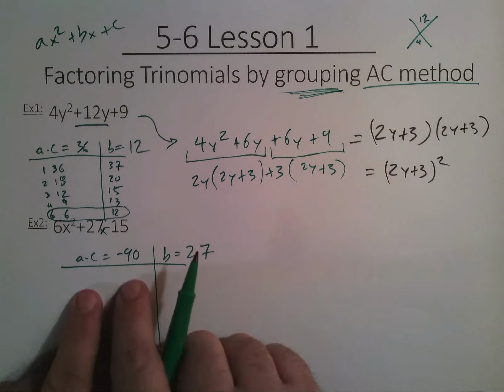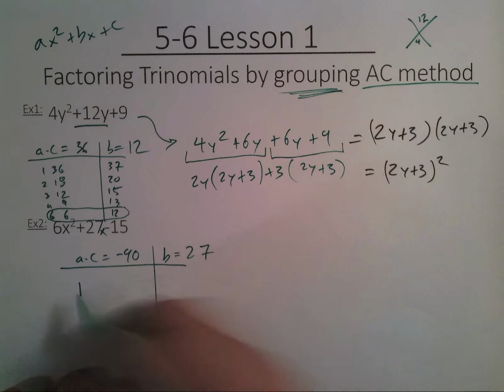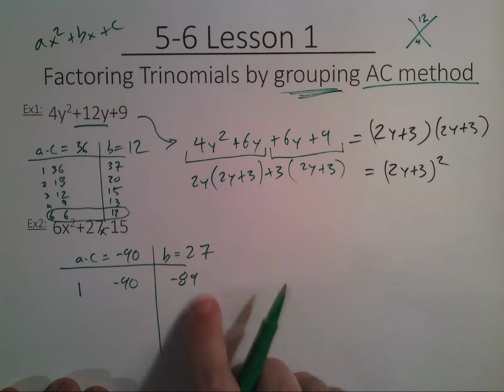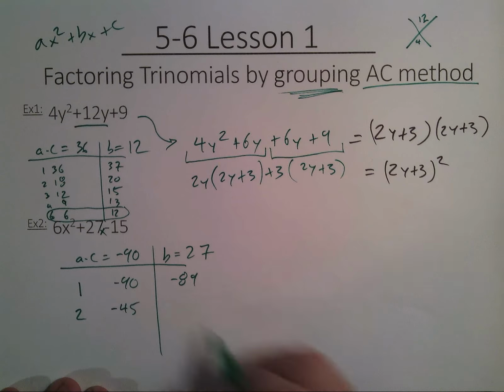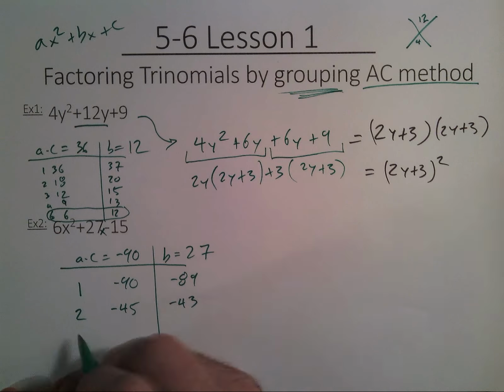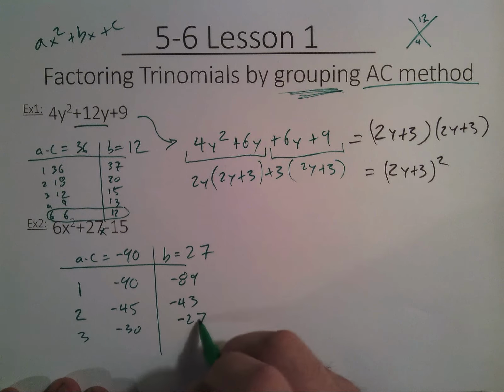I'm just going to go ahead and make my complete list, but eventually you can look at it and say, I think it's... no, I can't even do that one in my head. 30 and negative 3, or negative 30 and 3, something like that, but we'll see in a second. So 1 times negative 90, and if I add it, I get negative 89. Is that 27? No. 2 times negative 45 is negative 90. When I add them, I get negative 43. Nope, that's not what I want. 3 and negative 30, which adds to be negative 27.